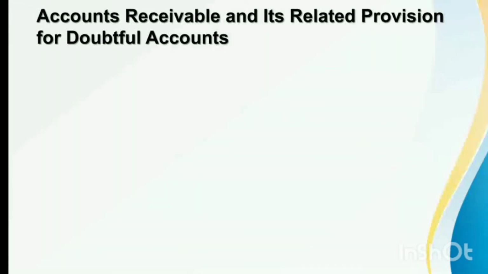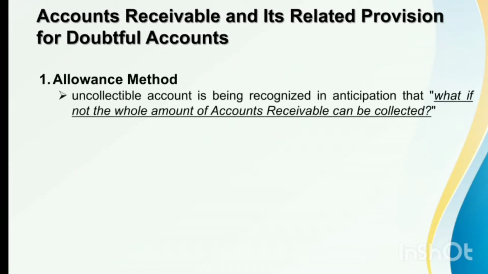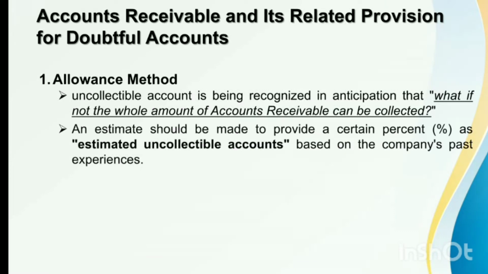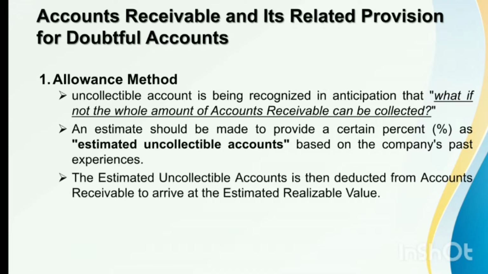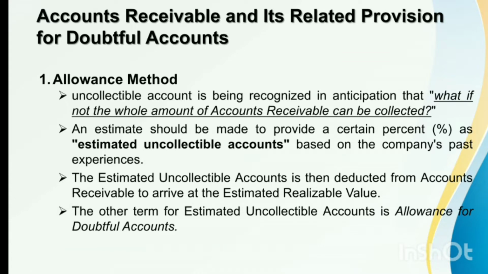So now we will discuss the methods of recognizing uncollectible account expense, and we will have first the allowance method. Under the allowance method, the uncollectible account is being recognized in anticipation that not the whole amount of accounts receivable can be collected. Also, under allowance method, an estimate should be made to provide a certain percent as estimated uncollectible accounts based on the company's past experiences. The estimated uncollectible accounts is then deducted from accounts receivable to arrive at the estimated realizable value. The other term for estimated uncollectible accounts is allowance for doubtful accounts.